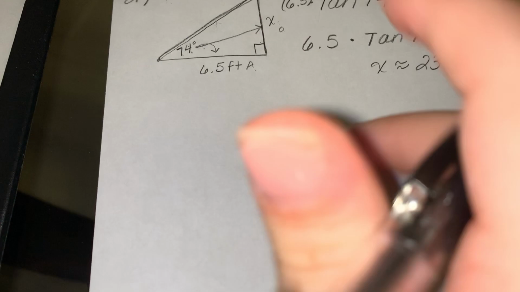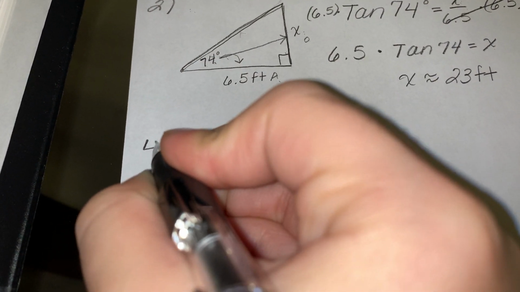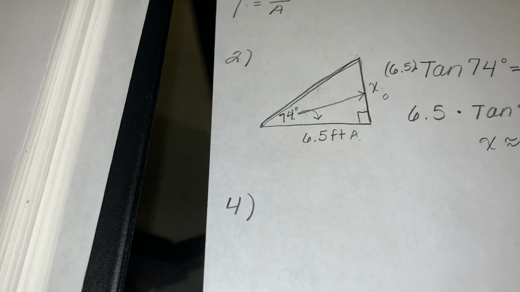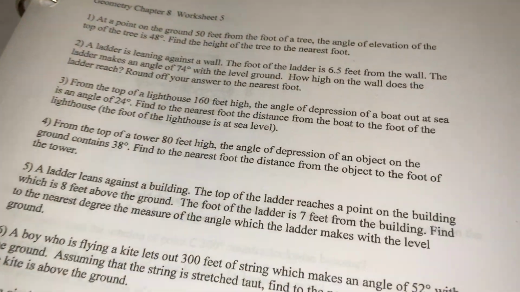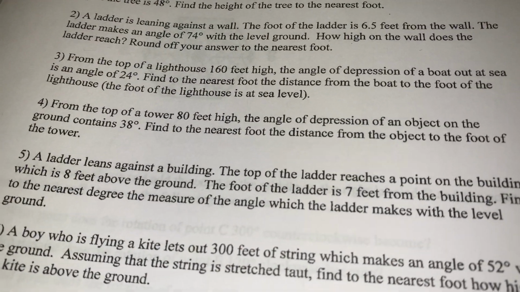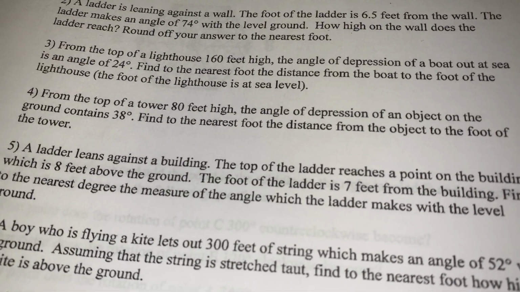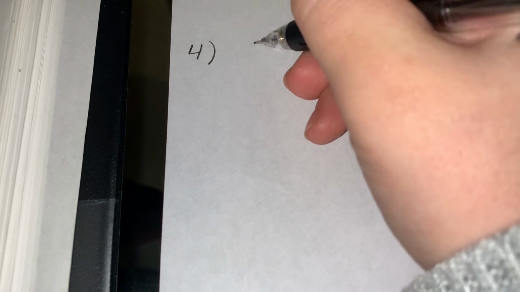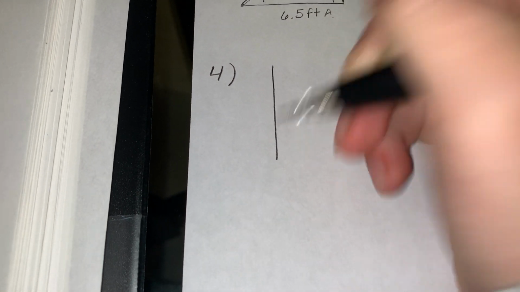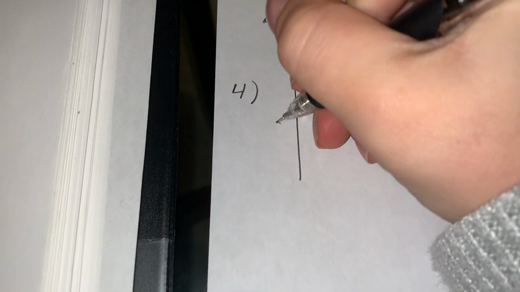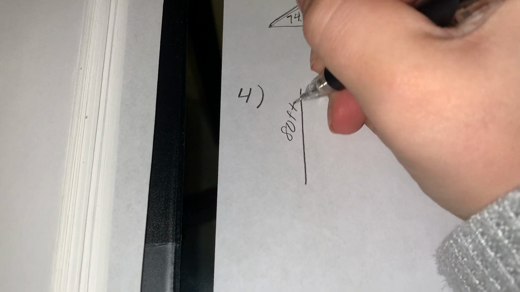Let's do a different one. Let's try number 4 here. Okay? And I'm going to start off by reading what it says. It says, from the top of a tower, 80 feet high. Okay, so I've got a tower here. Now, I'm not going to literally draw a tower. If you want to be that artsy, that's fine. Here's my tower. My tower is 80 feet high, meaning it goes up 80 feet.